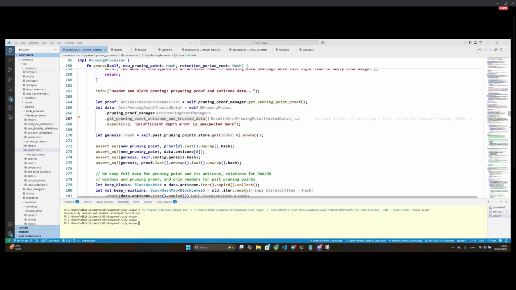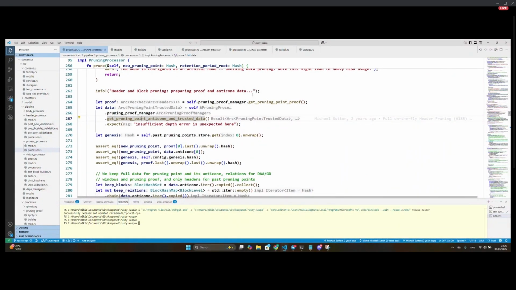Another one, getting the pruning point anticone, is another pretty expensive operation, because how do you get the anticone of a block? Can you try and think about it for a second? How do you get all the parallel blocks of a specific block?